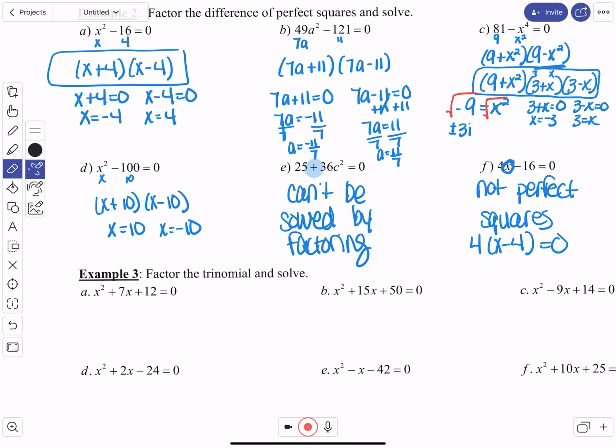4 and 16 are perfect squares, but the x is not a perfect square. So just pay attention, pull out your GCF and just pay attention to these, okay? But that x is not an x squared. Okay, so let's move on to some trinomials.